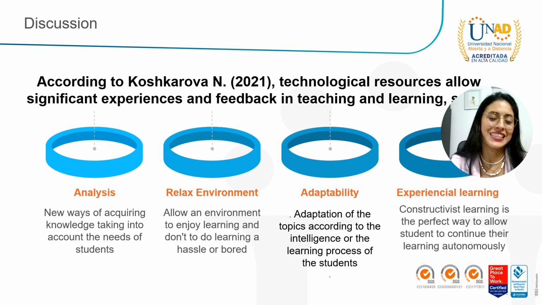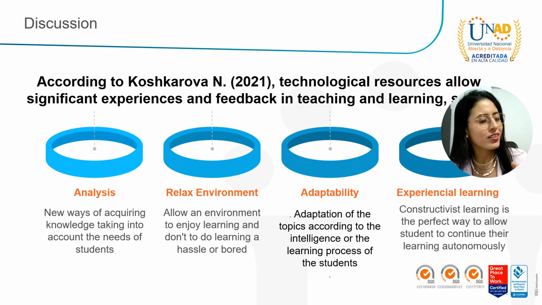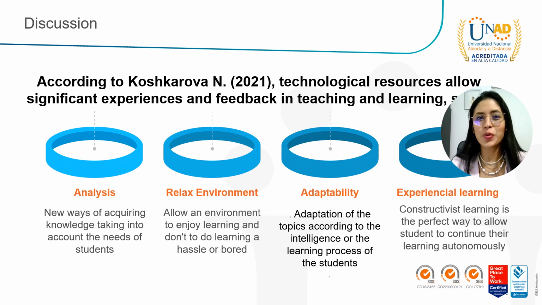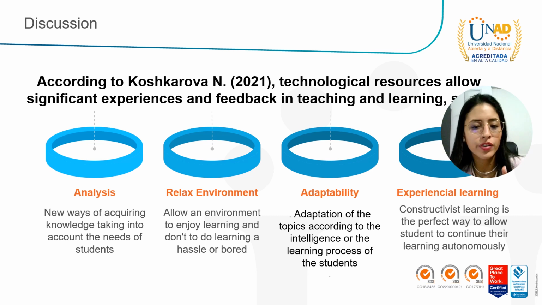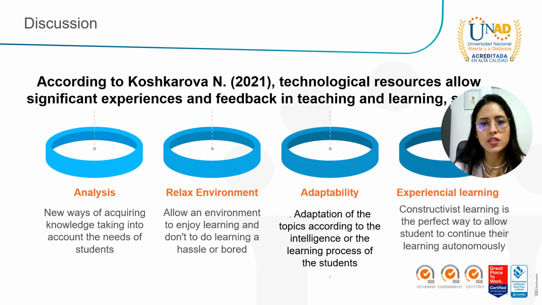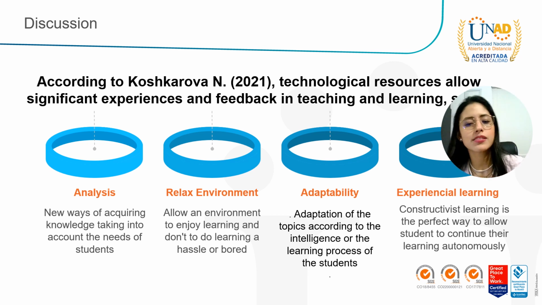A relaxed environment is necessary because when we feel comfortable, we can be sincerely quiet, tranquil. For that, the students need a loving and relaxed environment to enjoy, to have the confidence to speak without fear. Adaptability is the adaptation of the topics according to the capacities and the learning process of the students. And the last point is experiential learning.